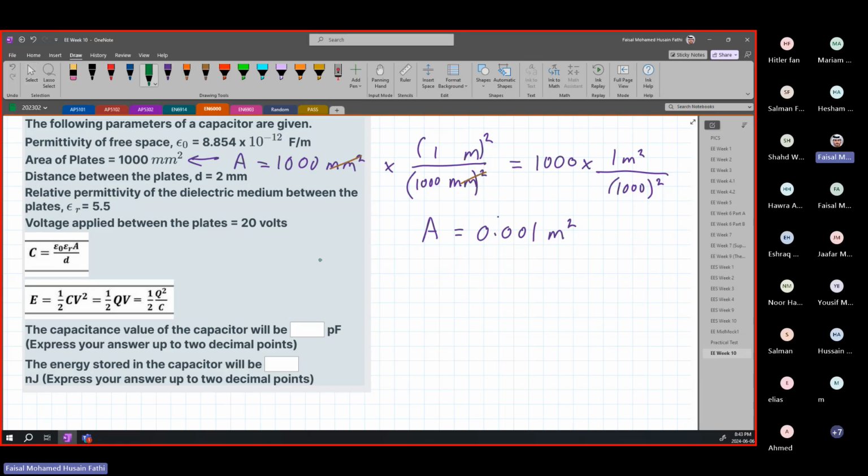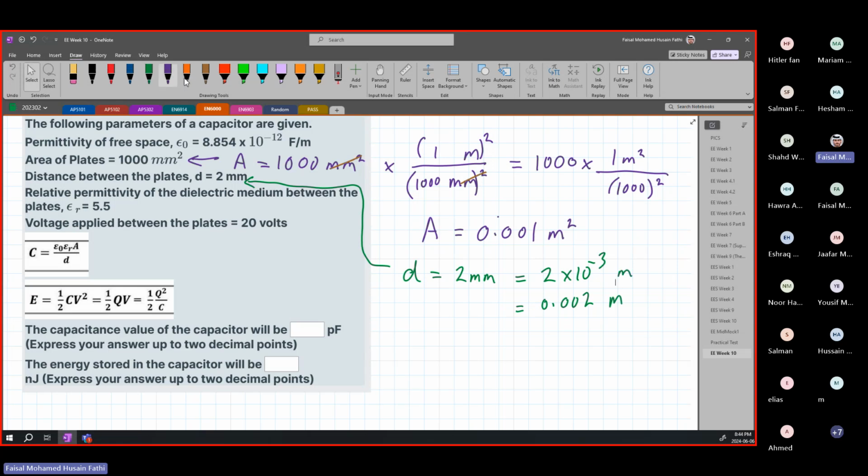So this was for the area. Same thing again over here. For your distance between the plates, D is equal to 2 millimeters. You convert that into meters. It's 2 times 10 to the negative 3, or you can say 0.002 meters. Okay.